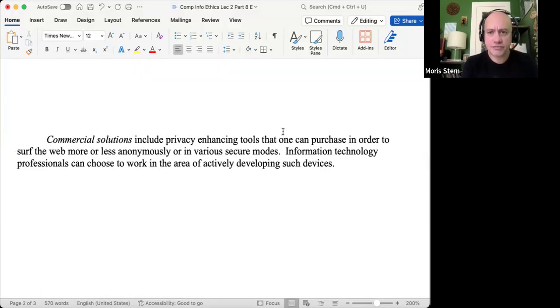Commercial solutions as part of the professional ethics solution to the problem of privacy. So the commercial solutions include privacy enhancing tools that one can purchase in order to surf the web more or less autonomously or in various secure modes. Information technology professionals can choose to work in the area of actively developing such devices.